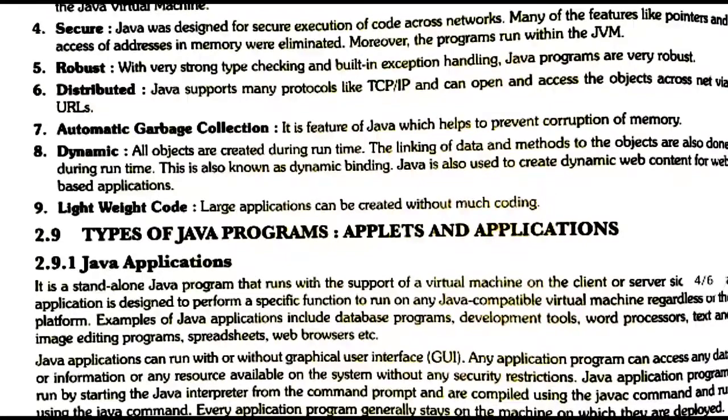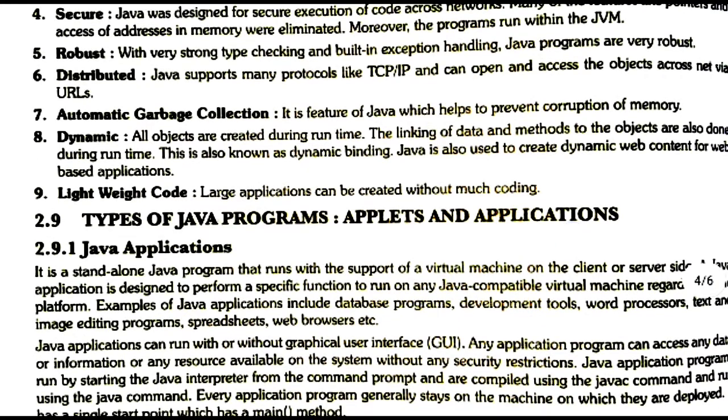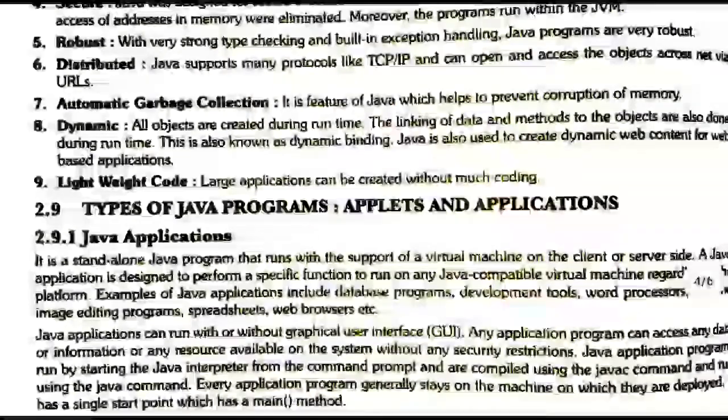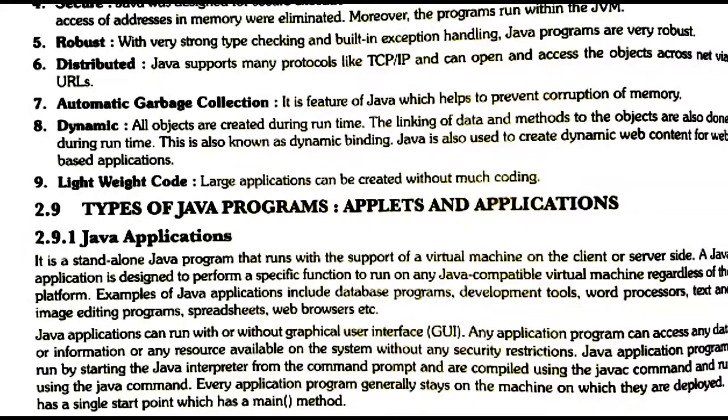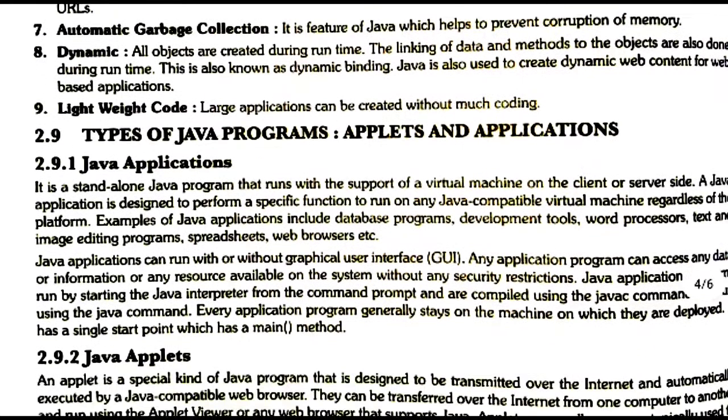Then we have dynamic. Yes, with Java programs you can dynamically link at runtime. The concept is that some values you can give at runtime. There are two things: one is called static linking and one is called dynamic linking. Linking the data with the methods, or linking the variables with the values, can be done at compile time or at runtime. If you link the data with methods at compile time, when the program is compiling, it is called static binding. If you link your data with methods at runtime, when the program is running, it is called dynamic binding. Then we have lightweight code. Yes, Java applications are created without much coding. The Java programs are very small applications.